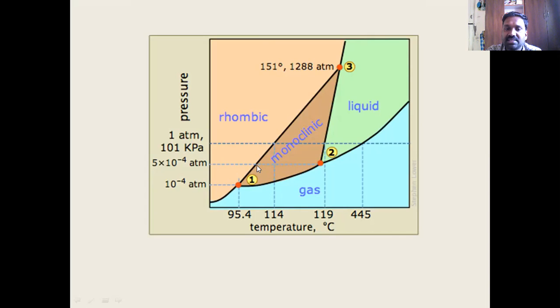Phases exist, and the temperature range of their existence is changed. For example, at an atmosphere of 5 into 10 to the power of -4 atmospheres, rhombic sulfur exists not till 114 degrees Celsius, but much lower than 114 degrees Celsius. After this, monoclinic sulfur will start. And then, anyway, we get a triple point here.